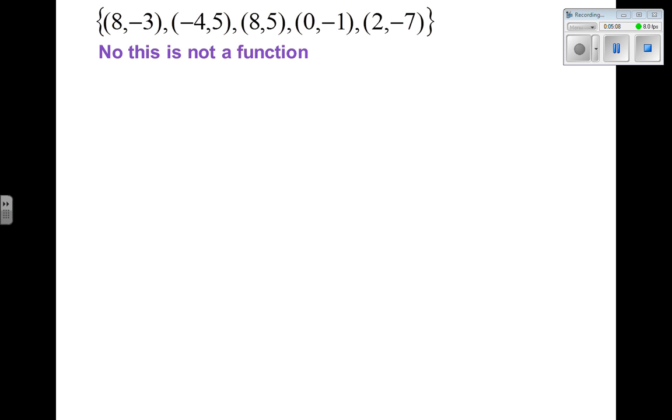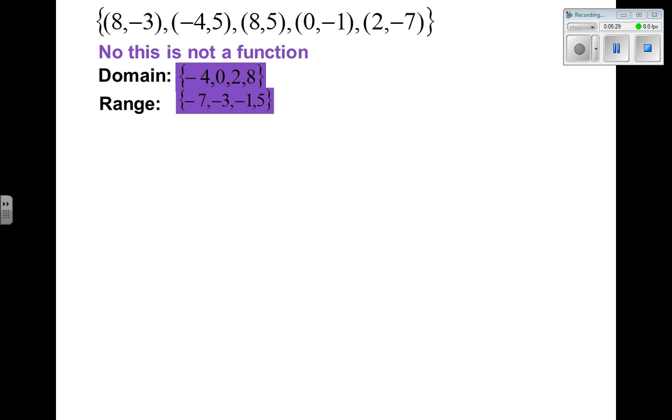You'll have noticed that because the 8 is repeated, that means that it is not a function. The domain, again, are all the x values listed inside braces. There they are. Do not write any of the repeated digits more than once. Range, again, are the y values, and there's the list.